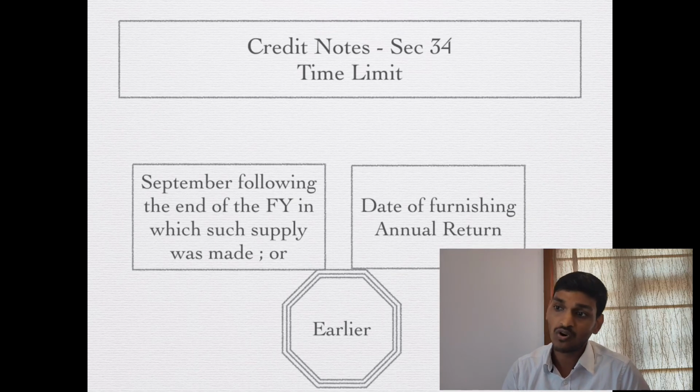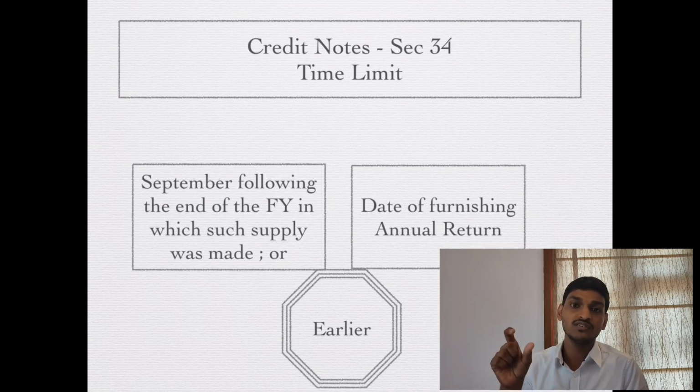Now we will move to the next. Section 34 subsection 2 deals with the time limit to issue a credit note or debit note. What is the time limit to issue a credit note or debit note? It is 30th September following the end of the financial year in which such supply was made, or the date of furnishing the annual return, whichever is earlier. Whichever happens first, that is the last date for issuing a credit note.